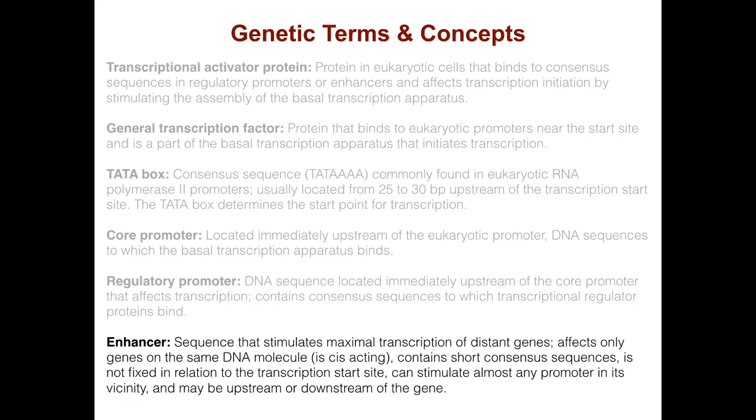Enhancer: sequence that stimulates the maximal transcription of distant genes. It affects only genes on the same DNA molecule, therefore is cis-acting, not trans-acting. It contains short consensus sequences, is not fixed in relation to the transcription start site, and can stimulate almost any promoter in its vicinity. It also may be upstream or downstream of the gene. So basically, it's very difficult to find an enhancer, but they can have a profound effect on transcription.